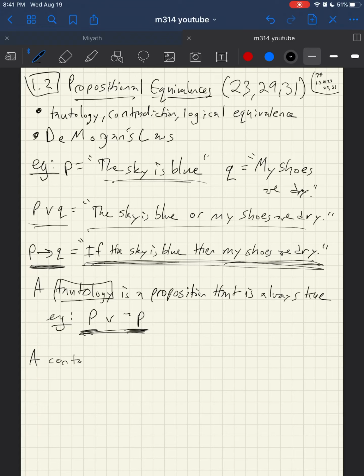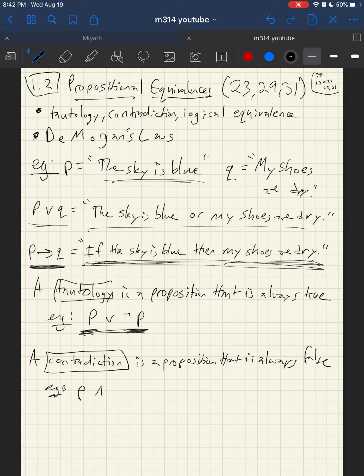Similar, but the opposite, a contradiction. Contra, against, diction, statement. A contradiction is a proposition that is always false. An example of a contradiction is P and not P. This can never be true, because if P is true, then not P is false, so we don't have that both parts are true. If P is false, then this thing's false, so we don't even have to look at not P. So P and not P is always false.